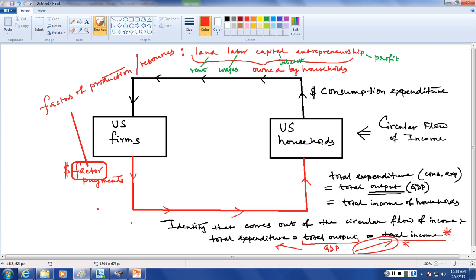Correct? And this is really why GDP is calculated. Because GDP, which is the output of the nation, is also equal to the income of all our households. And that income is a measure of economic well-being. Correct? So this is really the logic of why GDP is calculated. This is the important information that GDP gives us. Okay? I hope this idea is clear.